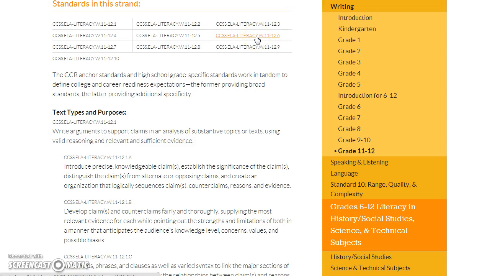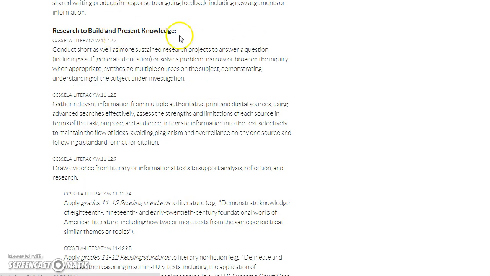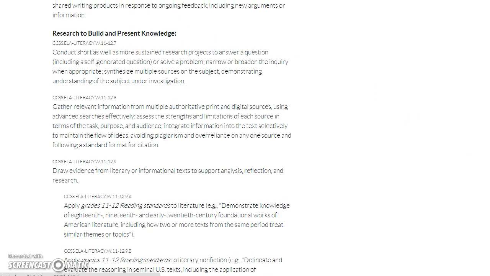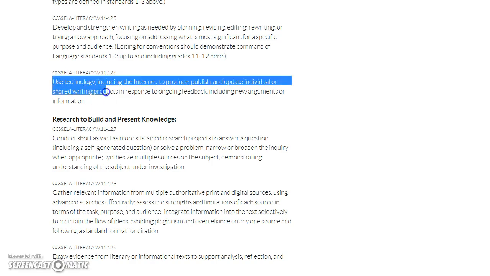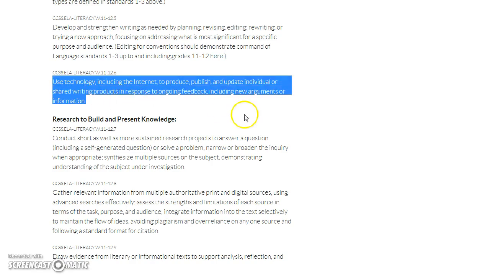This is the nomenclature that she has written. Once you click on that, it will tell you exactly what that standard looks like for 11th and 12th grade. And it says you're going to use technology, including the internet, to produce, publish, and update individual or shared writing products in response to ongoing feedback, including new arguments or information. So that is the standard that she has chosen to work toward with her lesson.